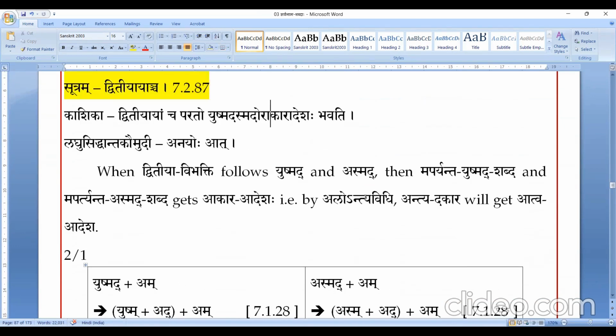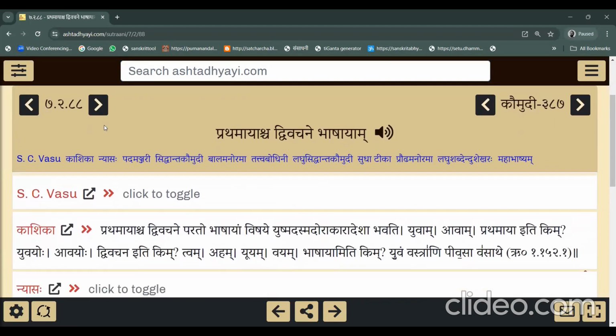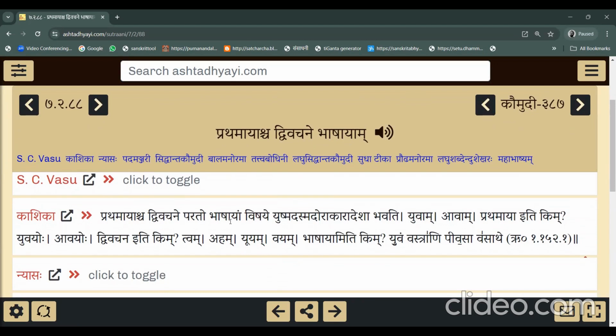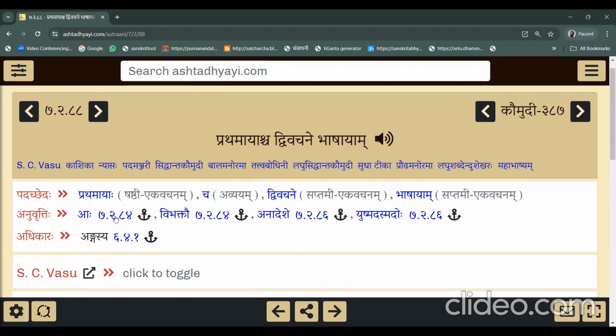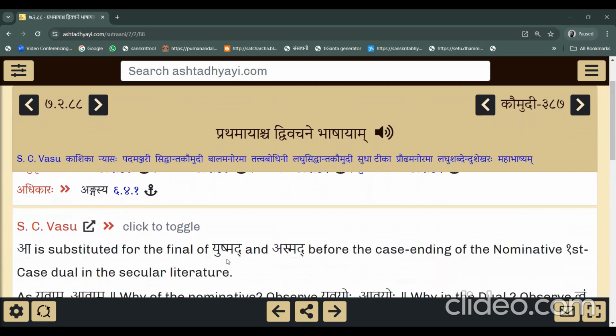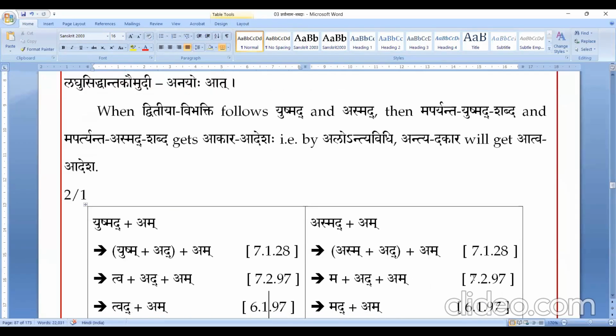7.2.87 says Dvitiya Yascha, because 7.2.88 is Pratamayascha Dvivachane Parataha, only Pratama Vibhakti. When the Pratama Vibhakti Dvivachana Pratyaya follows, nominative dual. So that is not the sutra that applies. Therefore it's a mistake. Yes, it must be 7.2.87, not 88.